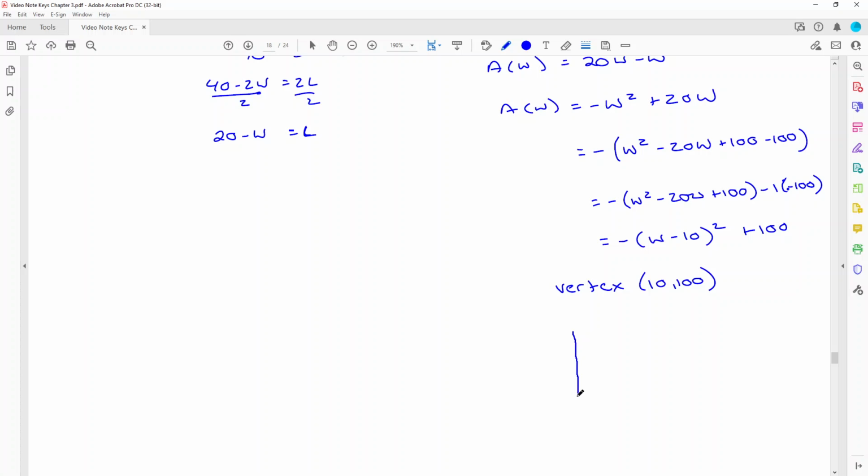Well, if we think about the graph, the vertex is happening at (10, 100). So let's just put it here. What do those values mean? Like, what is x? Well, x is the width, because it's area as a function of the width. In other words, this 10 is the width that gives you a maximum area of 100. So the y value in this one is your area, and the x value is your width.